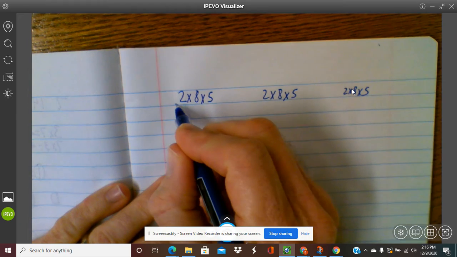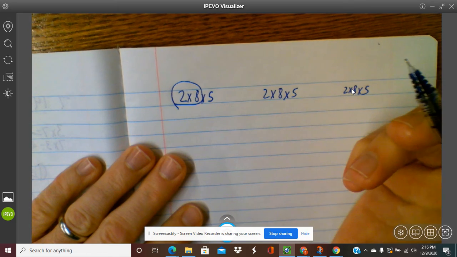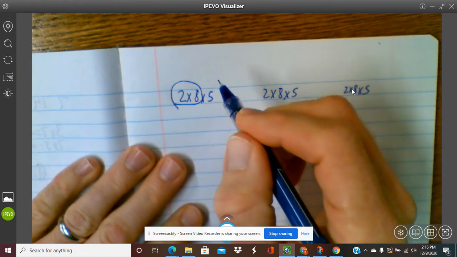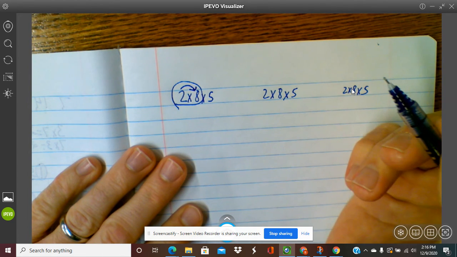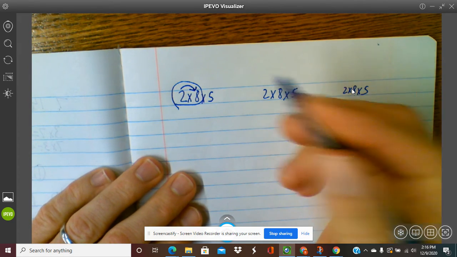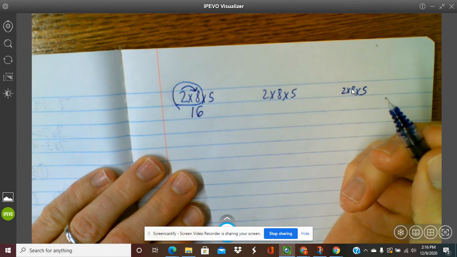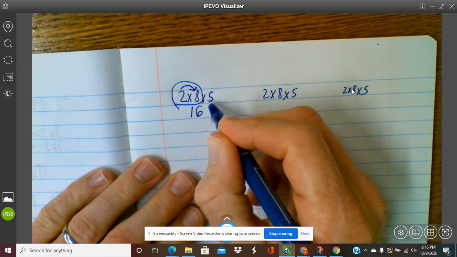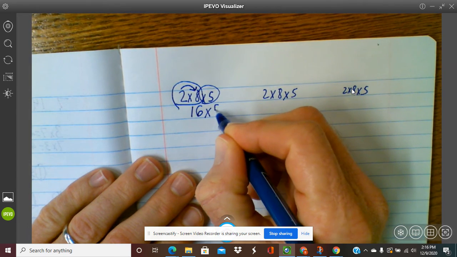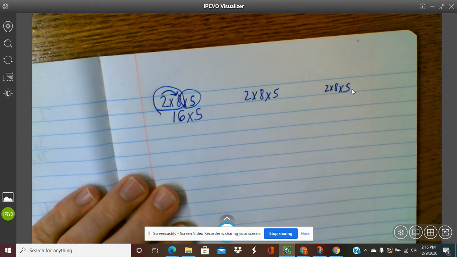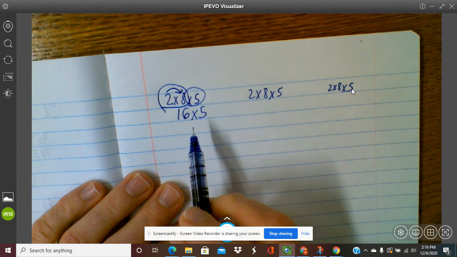I'm going to multiply just 2 times 8. I want you to circle 2 times 8. Now, we're thinking 2 eighths. What is 2 eighths? 2 times 8 is 16. Now I'm not done with the problem. I've got to multiply by that 5, so I'm going to circle times 5 and write it down here. To finish this problem, I'm going to have to multiply 16 times 5. That looks like it is a challenge.